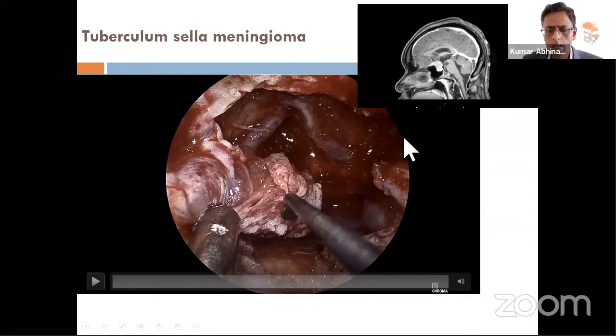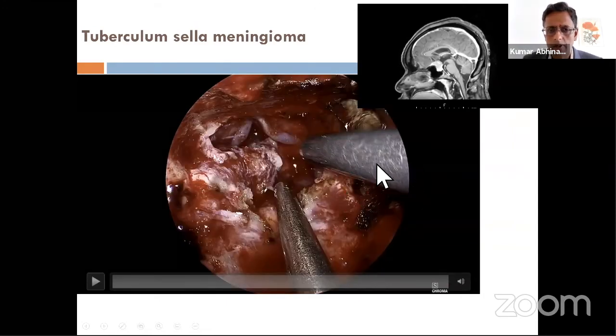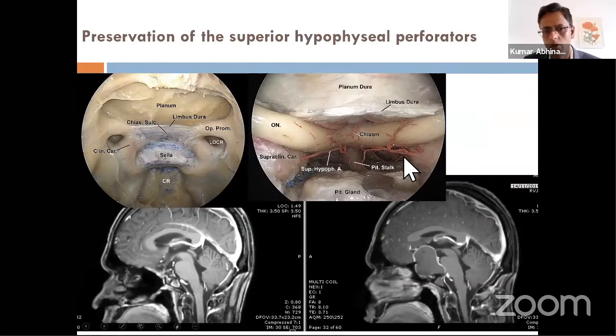So one of the points that JFM and Paul and all of you have talked about in the past is preserving the perforators, and this is a nice close-up shot of the superior hypophyseal perforators, and it's vitally important in these operations, in the suprasellar exposures, to preserve them to optimize the visual outcomes.